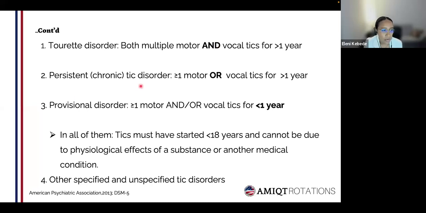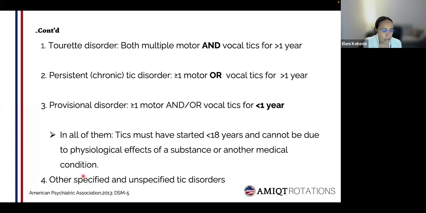And we also have persistent or chronic tic disorder, which is one or more motor or vocal tics for more than 1 year. And the other is provisional tic disorder, which is one or more motor and/or vocal tics for less than 1 year. So in all of them, the first onset must be before the age of 18, and other psychological effects of substance use or medical condition should be ruled out first.